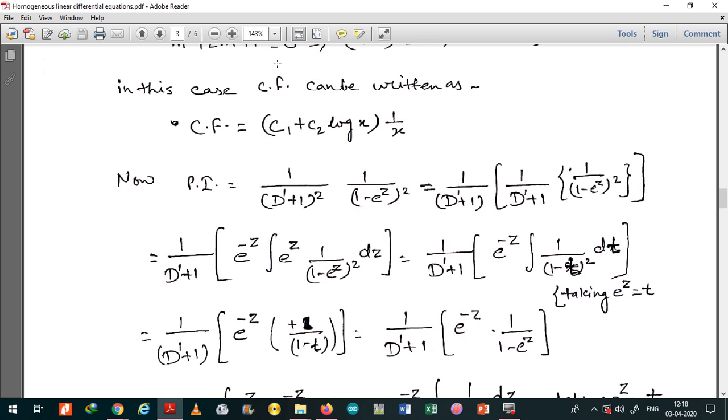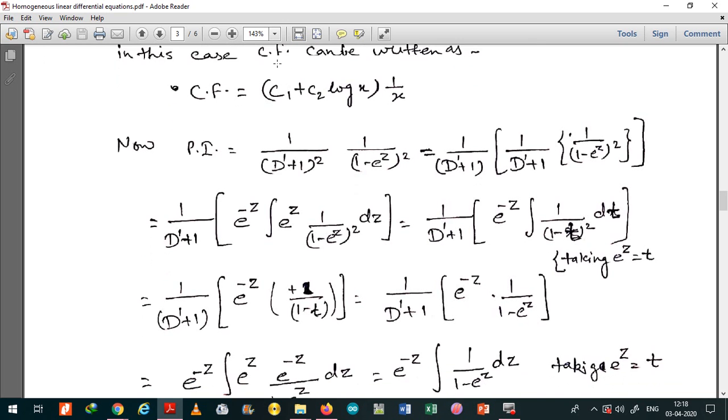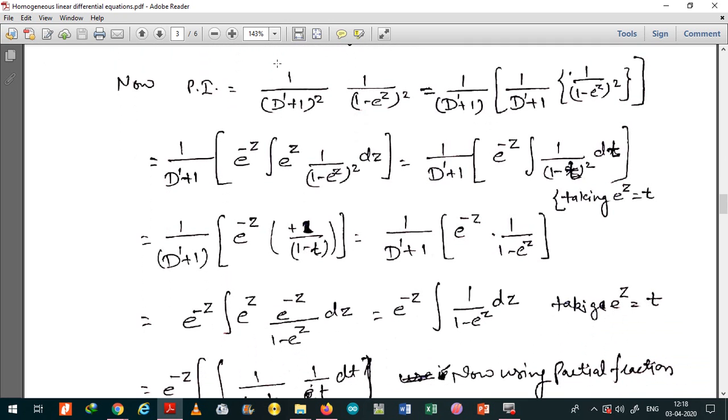Now, when we integrate this term, we find exponential minus z into 1 upon (1 minus t), and t is what? Exponential z. So again replace t with exponential z. We get exponential minus z into 1 upon (1 minus exponential z). Now find PI of exponential minus z into 1 upon (1 minus exponential z) with respect to 1 upon (d dash plus 1). So again using the general formula, exponential minus alpha z times the integration of exponential alpha z phi, we get exponential minus z times the integration of exponential z into exponential minus z upon (1 minus exponential z) dz.